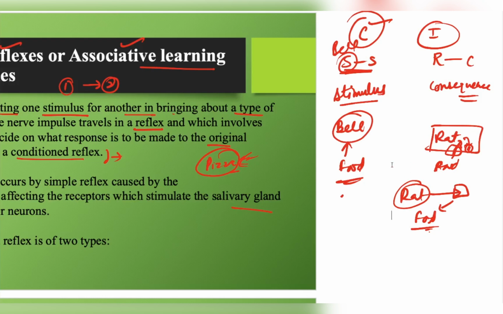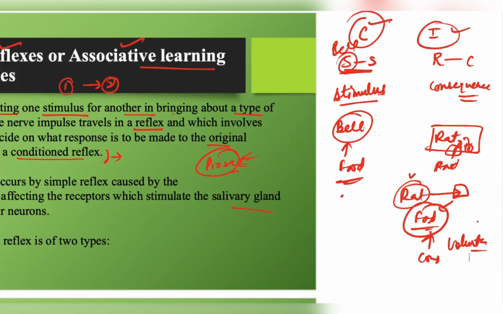So the rat will press the lever in order to receive the food. In this case, food is what? Food is the consequence of pressing the lever. So this is instrumental conditioning. The difference is, in instrumental conditioning, the behavior type is voluntary, isn't it? The rat is going to press the lever or not, right?